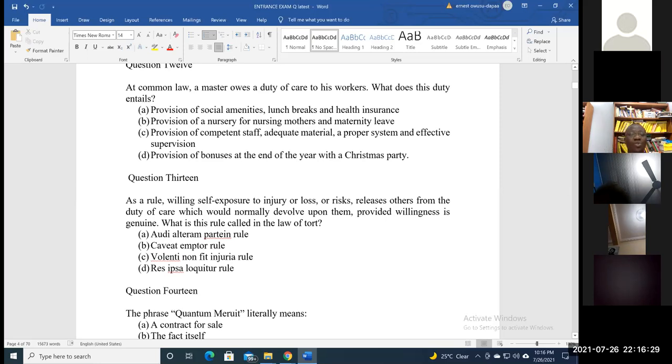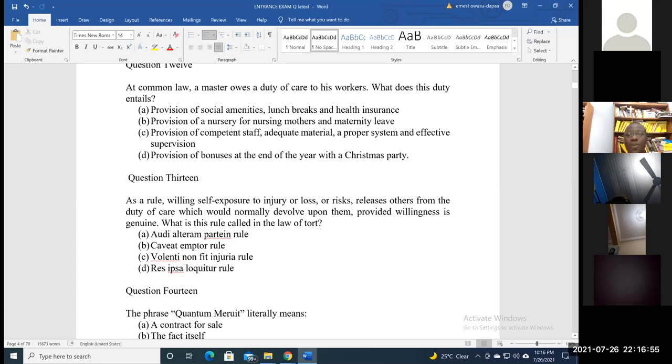Then you come to D, provision of bonuses at the end of the year with a Christmas party. Certainly, this is fanciful and wishful thinking. And I mean, you can easily dismiss D. Bonuses, no. Then C, provision of competent staff, adequate material, a proper system and effective supervision, yes.